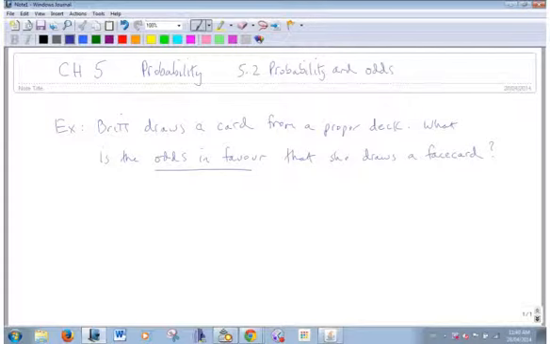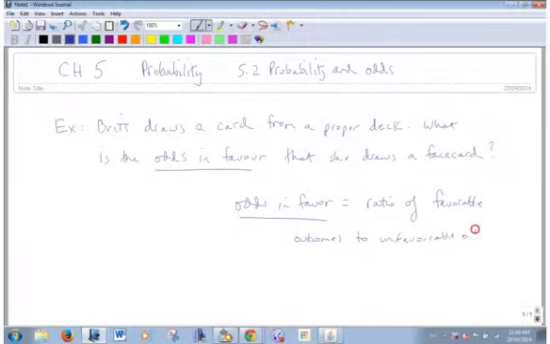Tricked you. Okay, so what is odds in favor? Now let's write it the American way this time. Okay, that is a ratio of favorable outcomes to unfavorable outcomes. Which is different than probability, which is favorable outcomes to total number of outcomes, favorable and unfavorable.